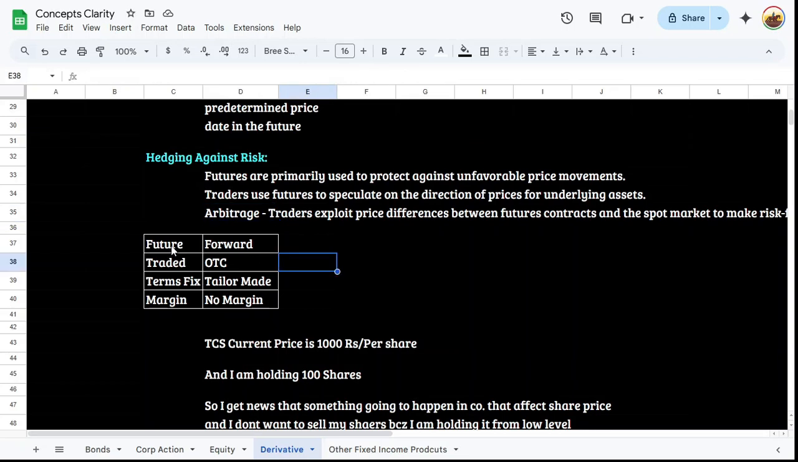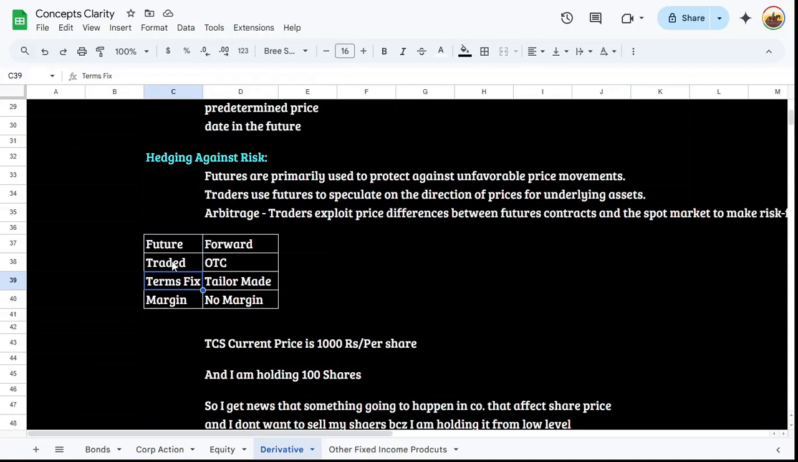So what is the difference between futures and forwards? Futures are traded on an exchange, like NSE and BSE, so they are standardized. Forwards are not exchange traded. They are OTC, over the counter. So Mr. A and Mr. B can make a contract for themselves and choose any condition. So it is called tailor made.